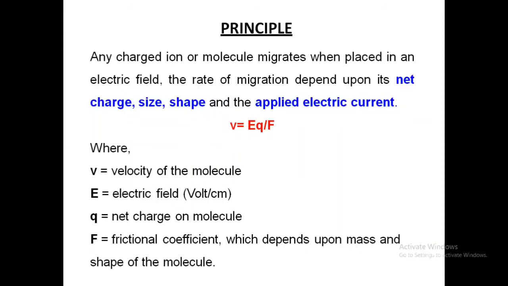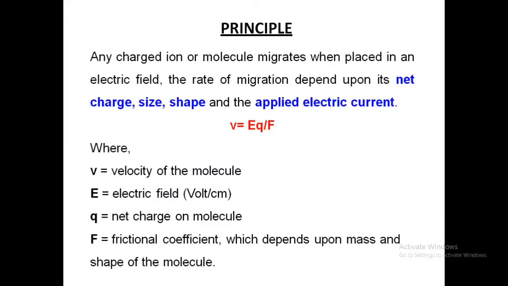How is velocity coming? Because our charged particles are migrating, no? Migration means moving from one place to another place. Because of that, velocity will be generated, and that velocity is represented with V. Then capital E means electrical field. As I told, in between two electrodes we are applying an electrical field, so that electrical field I represented with capital E.